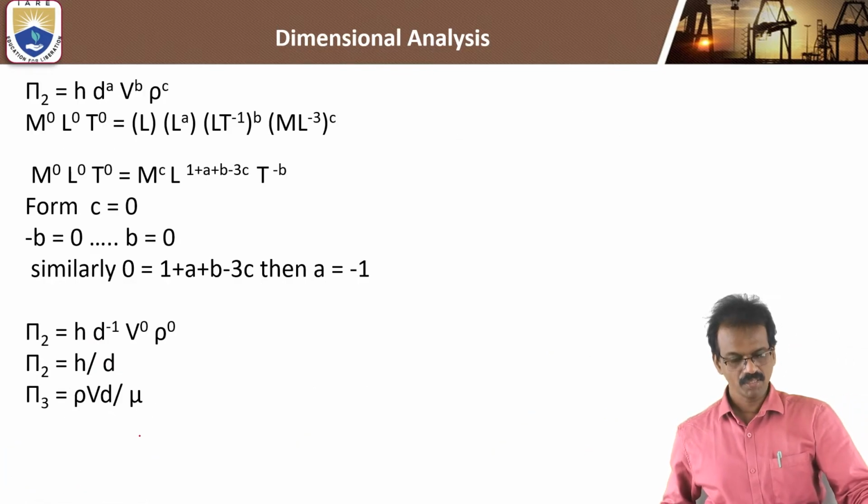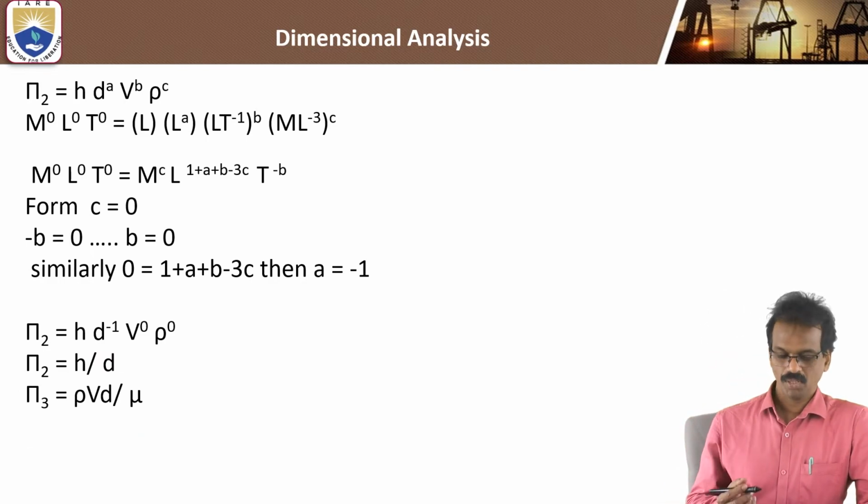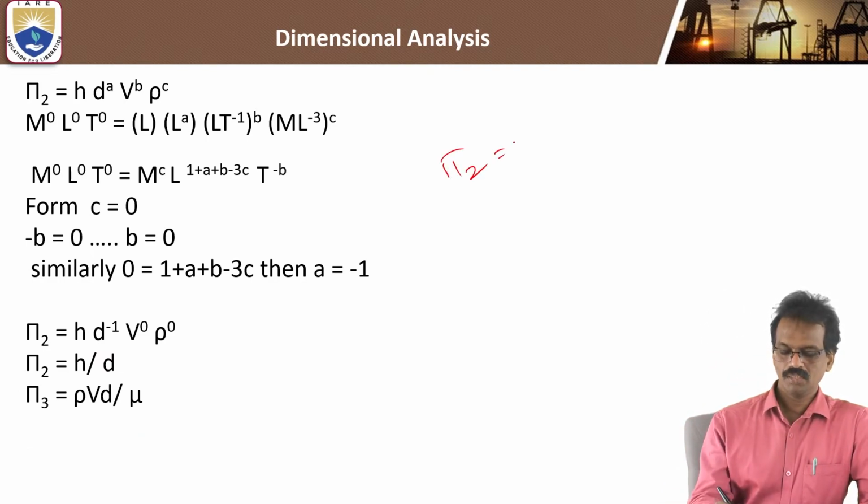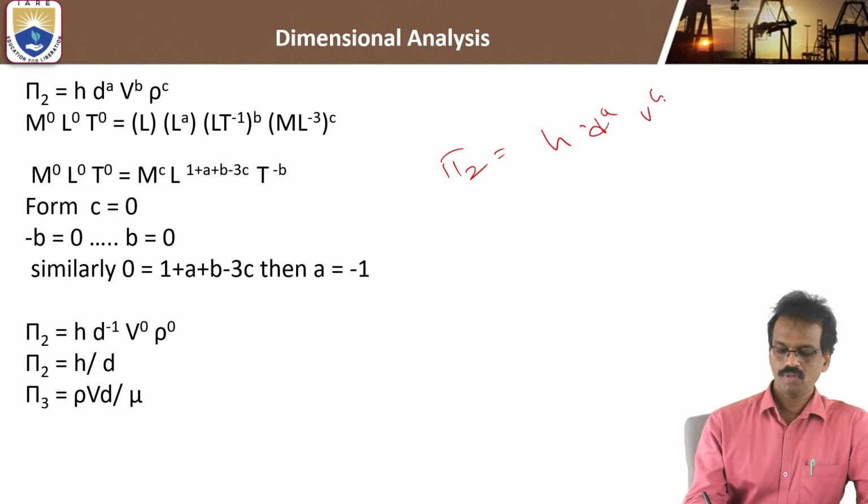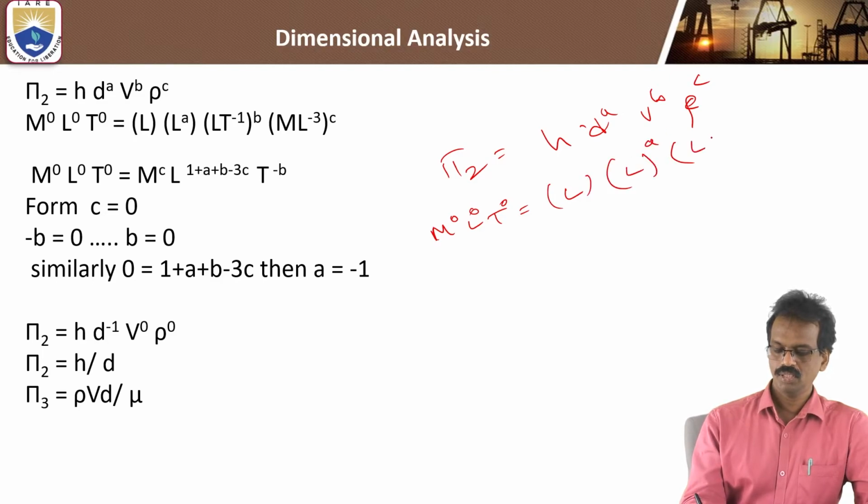Now, in a similar way, we can solve the pi 2 term. The pi 2 term is equal to the next variable, height, into d to the power of a, v to the power of b, and rho to the power of c. So here M^0 L^0 T^0; h is the length, d is the length to the power of a, velocity L T^-1 to the power of b, density M L^-3 to the power of c.